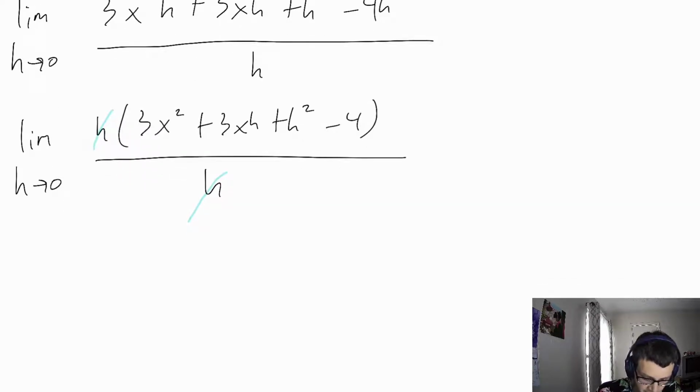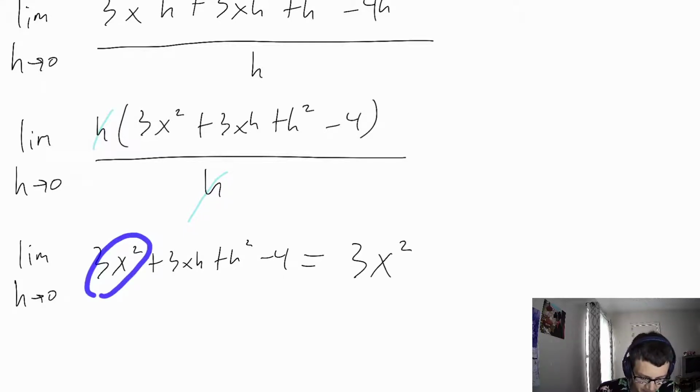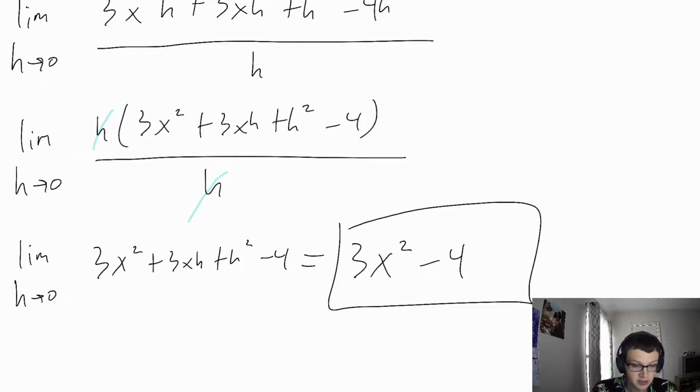And so now we have the limit as h goes to 0 of 3x squared plus 3xh plus h squared minus 4. And now we can just plug in h equals 0. And if we plug in h equals 0, well, this term doesn't have an h in it. This term will become 0 because we're going to multiply 3x by 0. This is 0 squared, we get 0. And lastly, we have a minus 4, which doesn't change. And so our derivative is 3x squared minus 4.